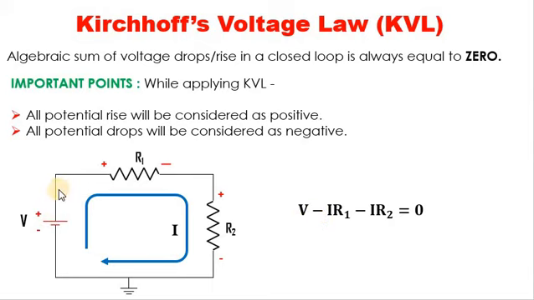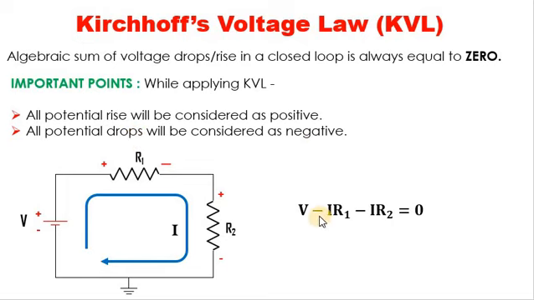Now if I go further in this circuit, I will go through this resistance drop. The polarity here is plus to minus; I'm going from plus to minus. That means there is a potential drop in my circuit, and that I will consider as negative.